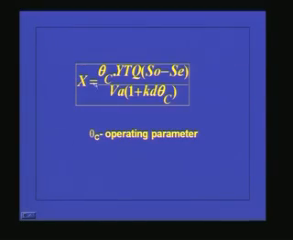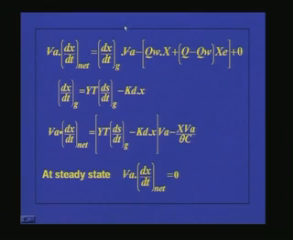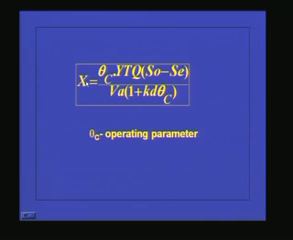Whatever is generated is leaving from the system, or at steady state Va into dx by dt net equals 0. So finally, this entire term will become 0 and we will have 0 equal to Yt into dx by dt g minus Kd into X into Va minus X into Va by theta c, or X is equal to theta c into Yt into Q into S naught minus Sc by the volume of the aeration tank into 1 plus Kd theta c.